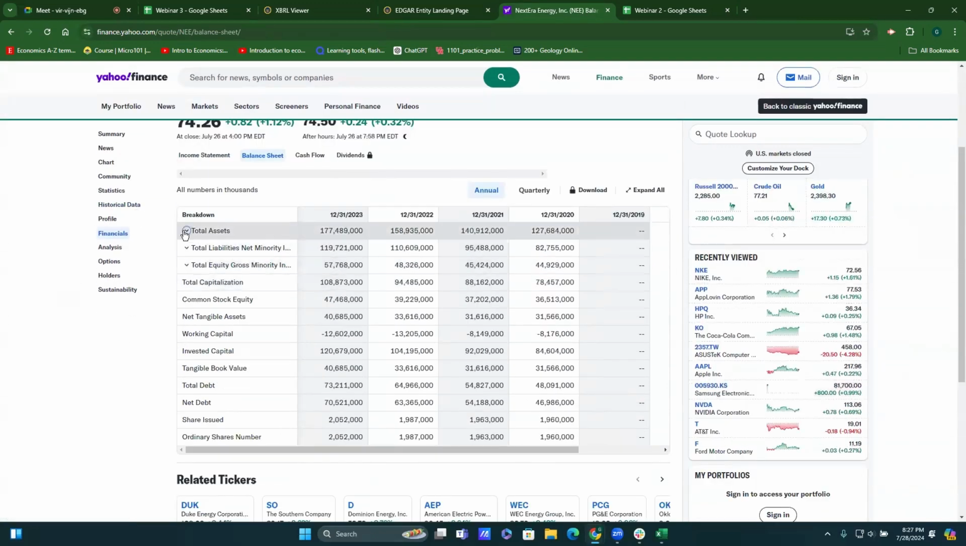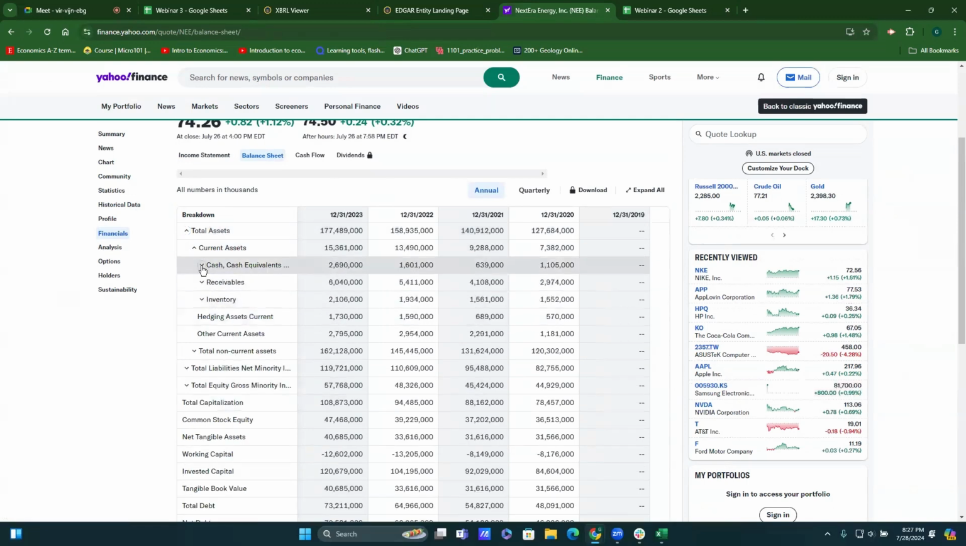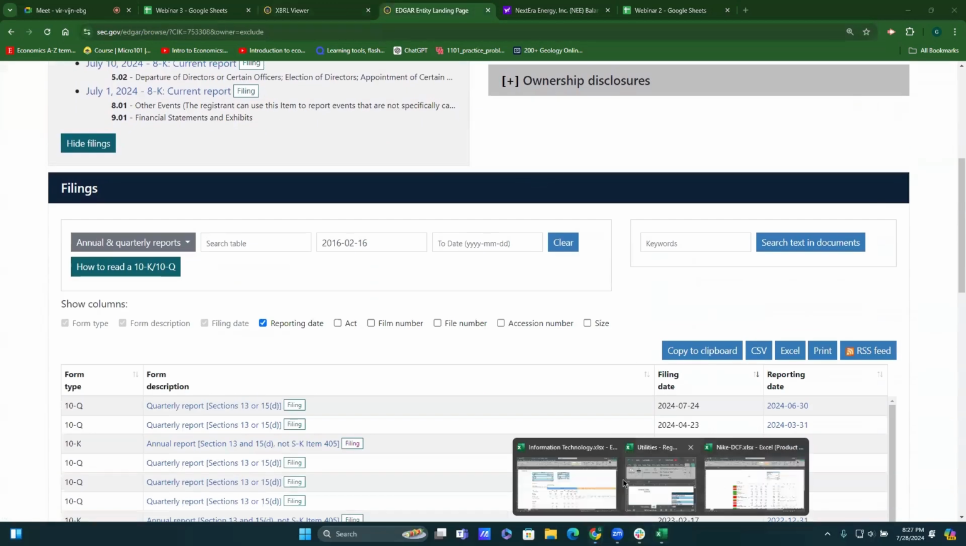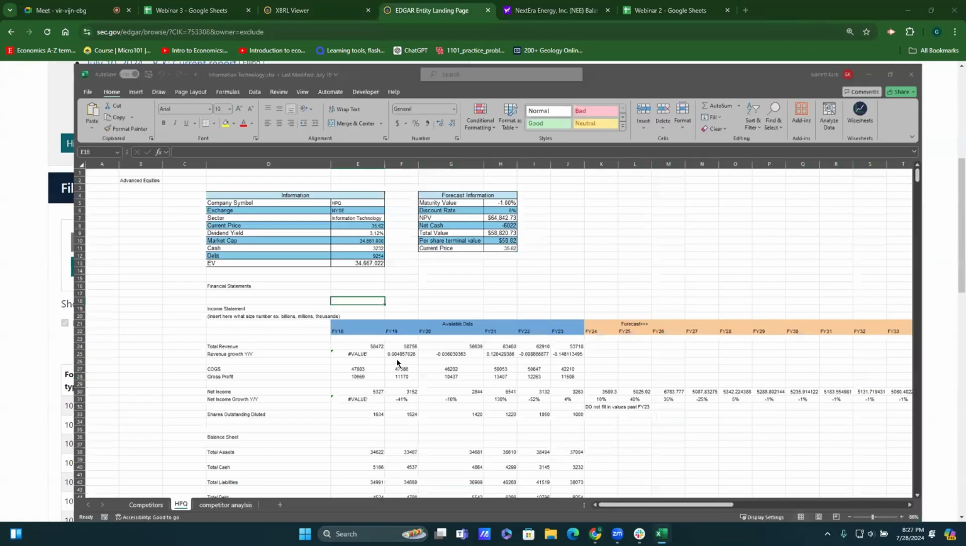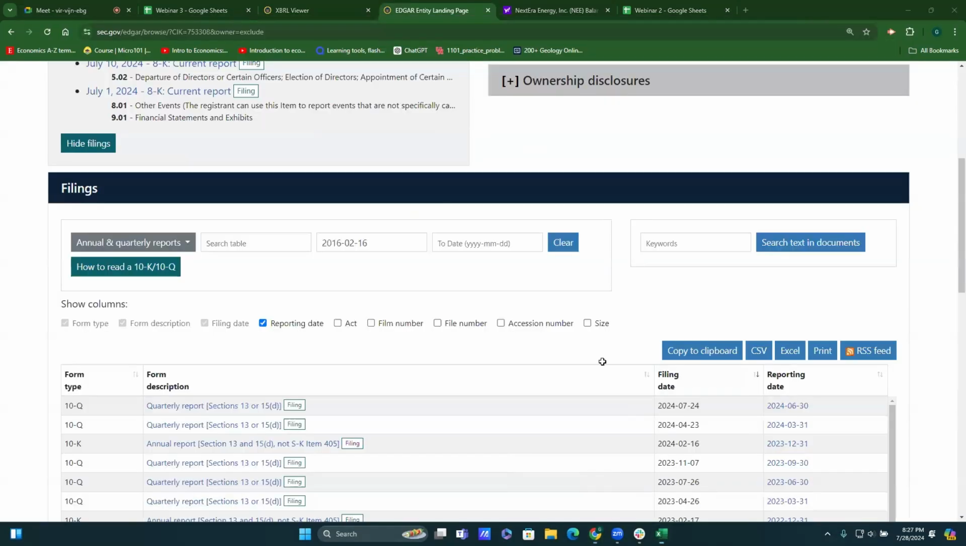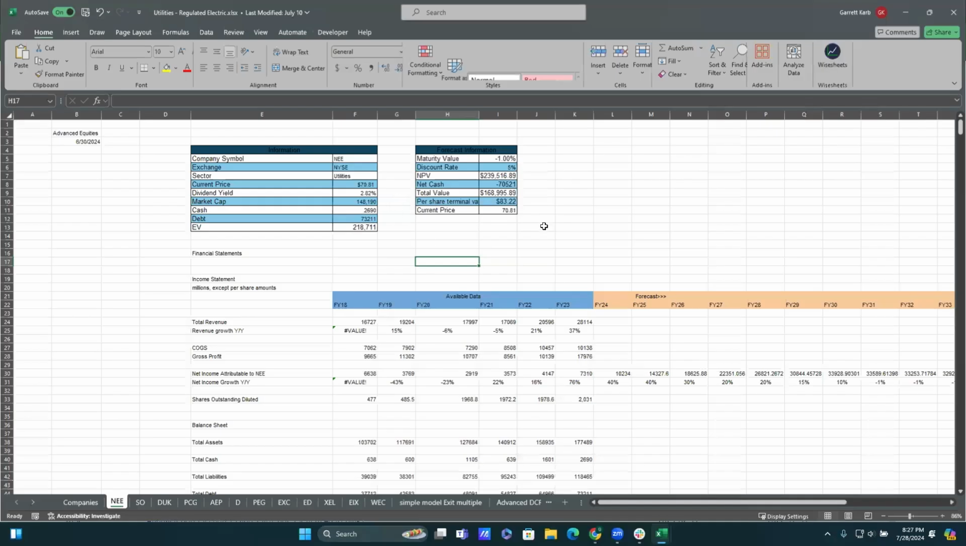So we're going to look at our total assets, current assets, cash and cash equivalents. Actually, this number might be right. Let's see. I can just look at my model that's already complete too. Where did it go? Not this one. This one. There it is.